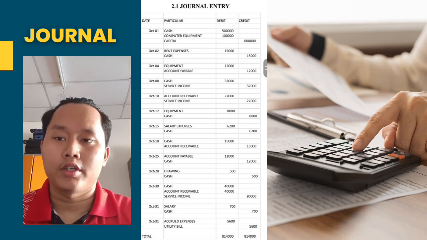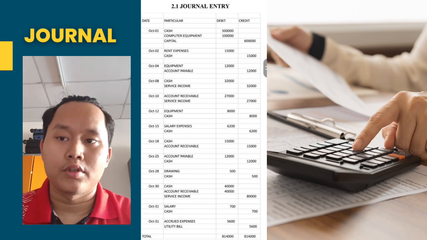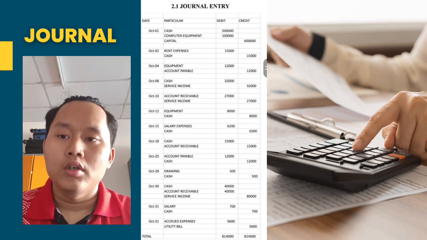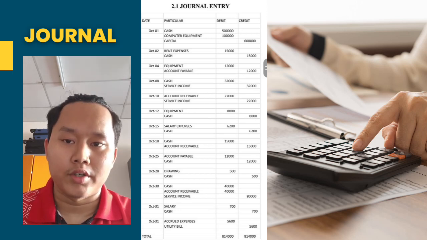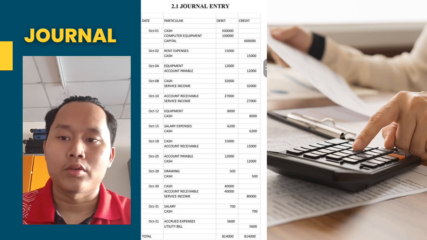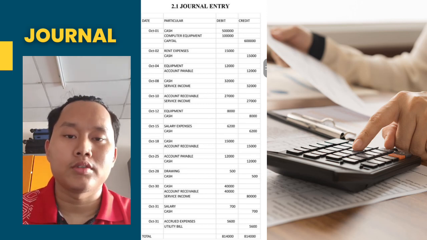For October 1, cash and computer equipment are 500,000 and 100,000 in debit, and capital is 600,000 in credit. For October 2, rent expenses and cash. Rent expenses is 15,000 in debit and cash is 15,000 credit. October 4, equipment is 12,000 in debit and account payable is 12,000 in credit also. October 8, cash and service income. Cash is 32,000 in debit and service income is 32,000 credit.